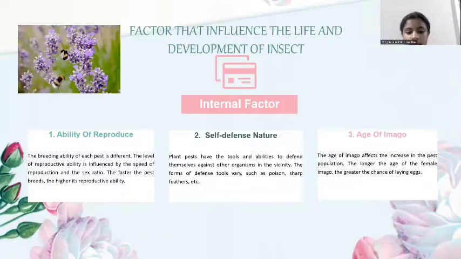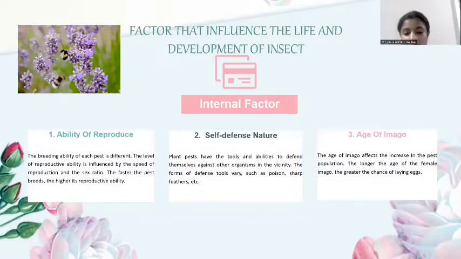The next is factors that influence the life and development of insect. Internal factors include ability to reproduce, self-defense nature, and egg of imago. First, ability to reproduce. The breeding ability of each species is different. The level of reproduction and the sex ratio. The faster the pest breeds, the higher its reproductive ability.